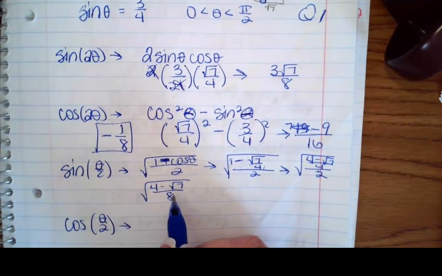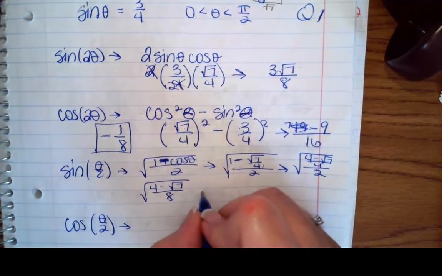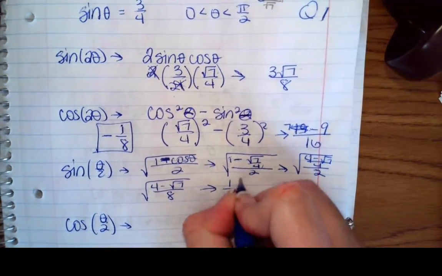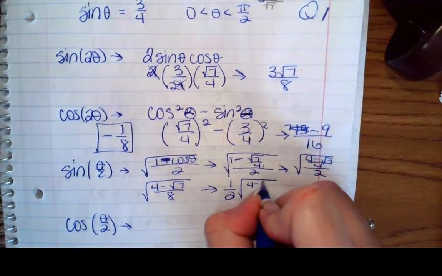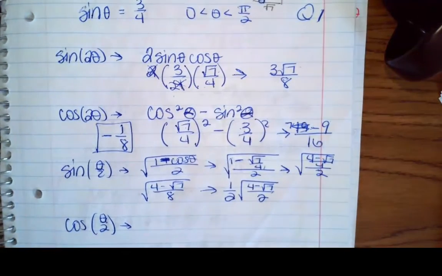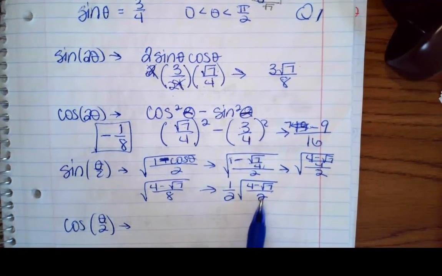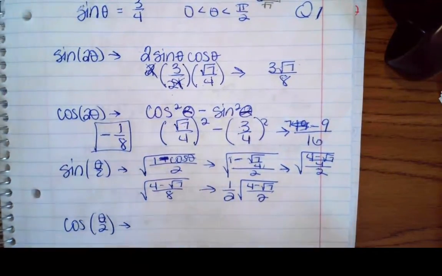I can break it down. That's the same thing as 4 times 2. And I know what the square root of 4 is. Just remember it's in your denominator. So that's going to become a 1/2 square root of 4 minus root 7 over 2. Okay, so again, 2 squared is 4 times 2 gives you that 8.